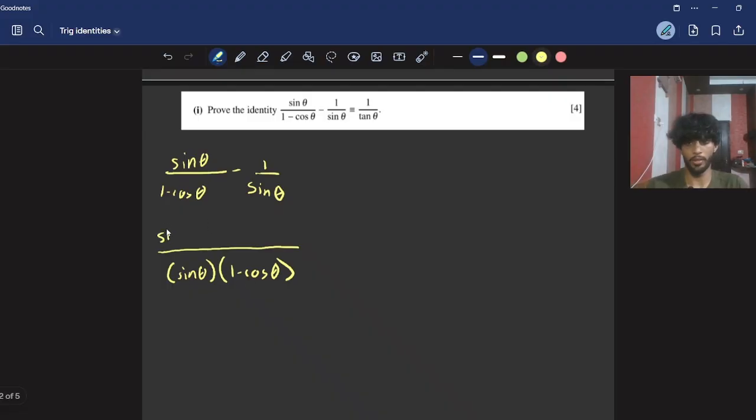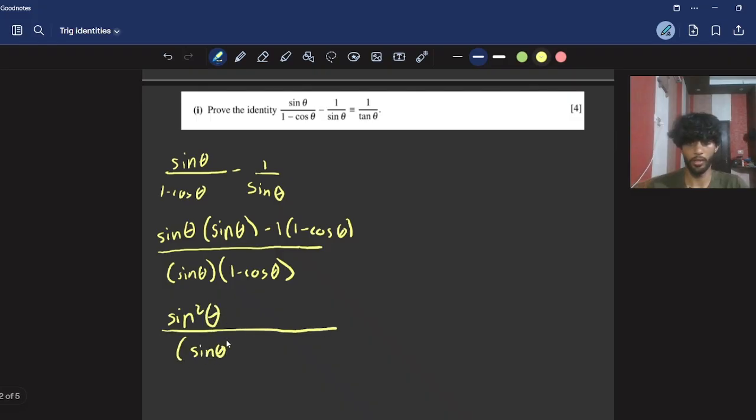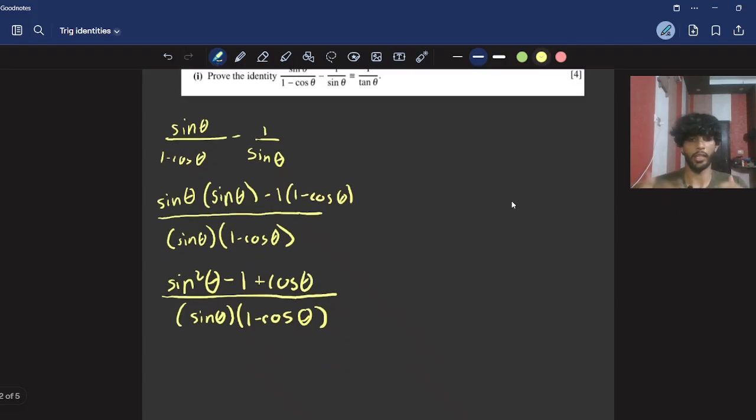So this is going to be sine theta times sine theta, and then minus 1 times 1 minus cosine theta. So this is basically going to simplify to give me sine squared theta over sine theta 1 minus cosine theta. And then this, you expand the other thing, so you're going to get negative 1, and you're going to get positive cosine theta. Okay, now, again, can you spot anything?